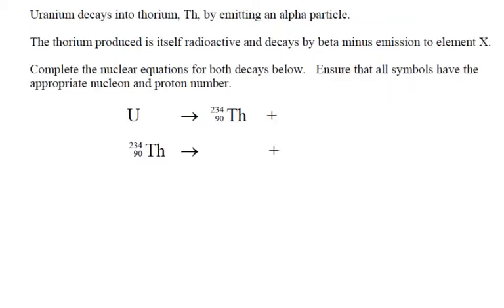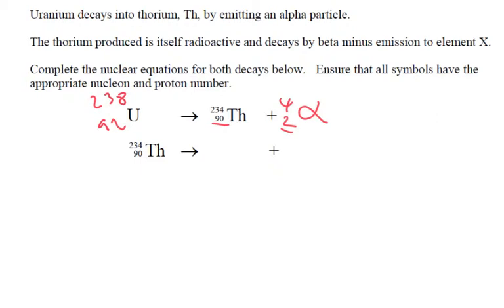Uranium decays into thorium by emitting an alpha particle. The thorium product itself is radioactive, and that also decays by beta minus emission into element X. Complete the nuclear equation below, ensuring that all symbols have the appropriate nucleon and proton number. So if it's had an alpha particle emitted, well, that's 4 and 2. So uranium is 92, which is 90 plus 2. And then it's going to be uranium 238, because 238 is equal to 234 plus 4.